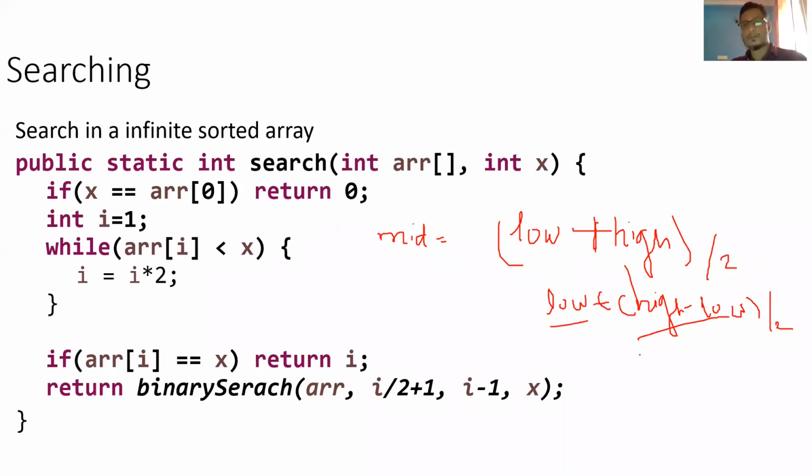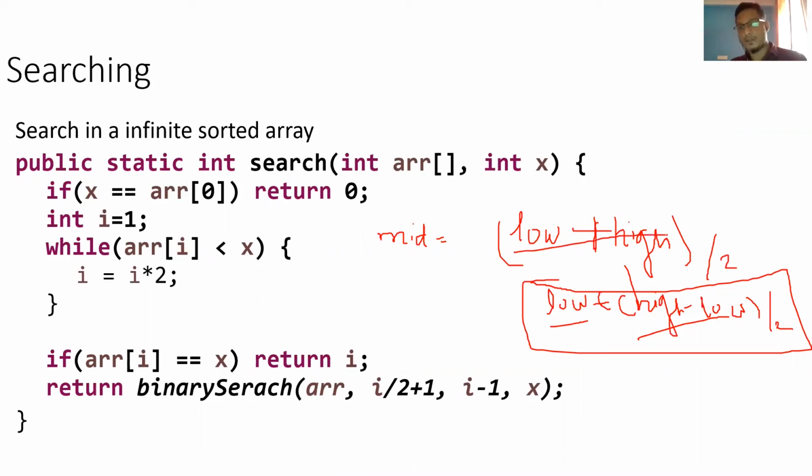Yes, low plus high minus low by 2. That is the right path, so this is a logic you can use. Then it will not overflow, because it is an integer. If low plus high exceeds the large value, then it will overflow, so you may have that problem.